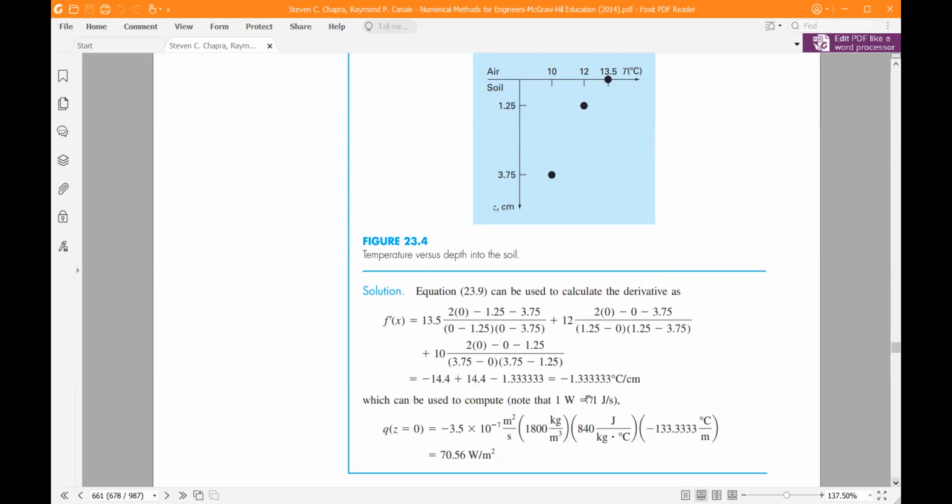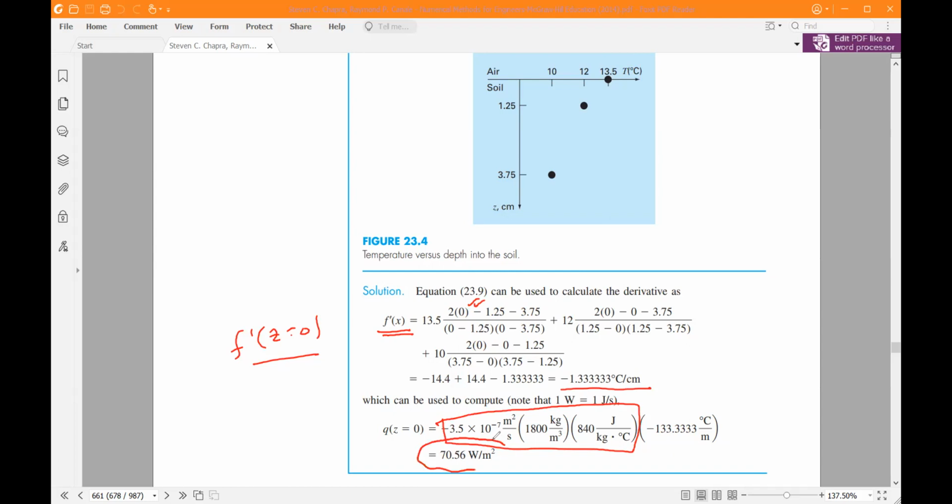So for z equal to 0, although it is written x in the formula, actually it is z, okay? Because in this case, z is your independent variable, isn't it? And you have to calculate your f prime at z equal to 0. For this reason, you see that these values are given there. Then when we put in the coefficients, those coefficient values are already stated there. Ultimately you will obtain a heat flux equal to 70.56 watt per meter square. Heat flux is always measured in terms of watt per meter square.